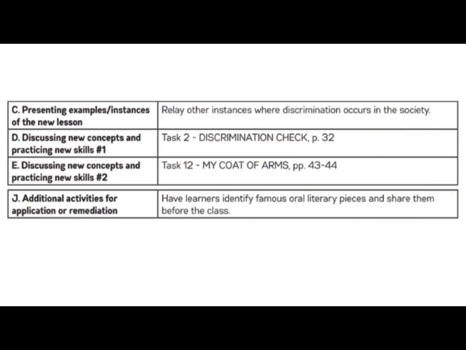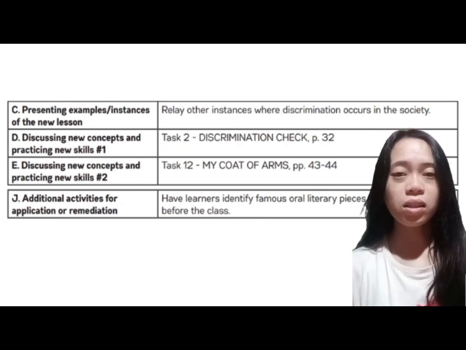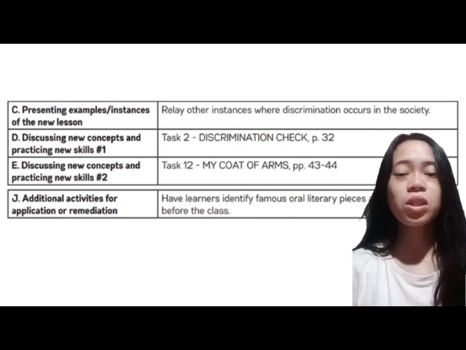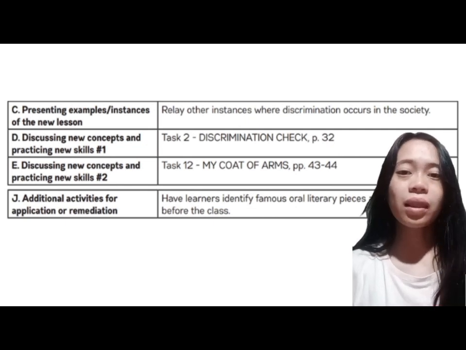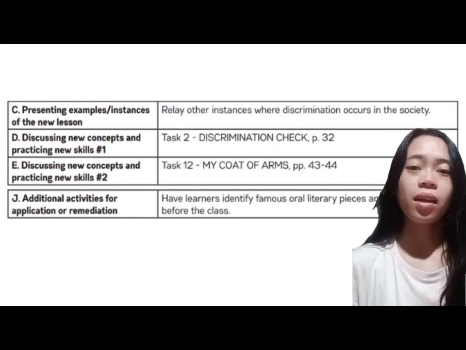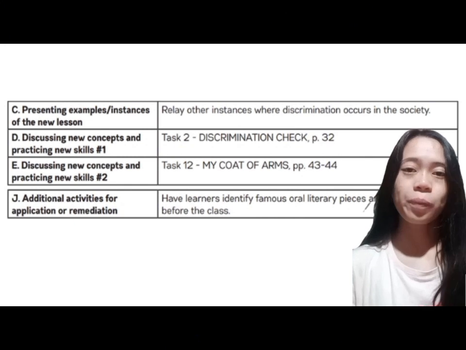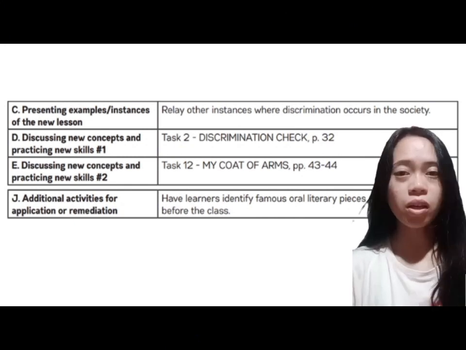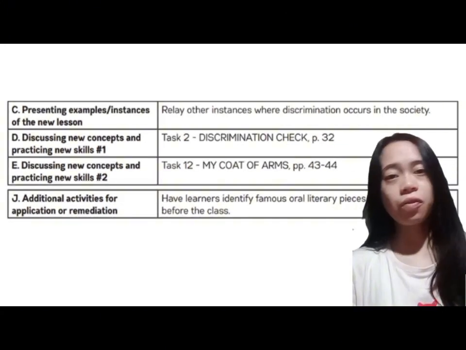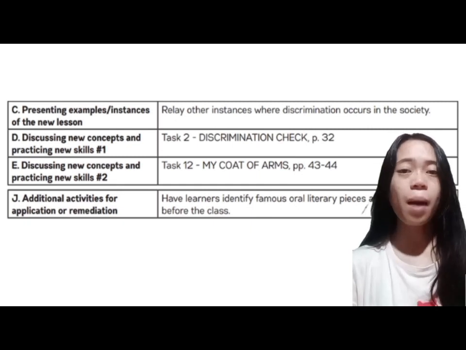In this part, the teacher may present examples of the lesson so that the learners can get more idea about their lesson. Letter D, discussing new concepts and practicing new skills number one, and letter E is practicing new skills number two. After the discussion, there are additional activities for application or remediation for learners. An example activity is to have learners identify famous oral literary pieces and share them before the class.